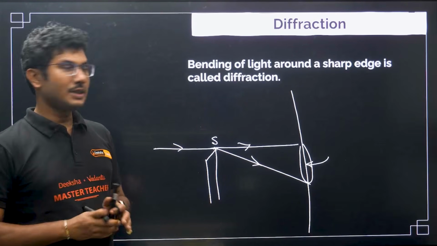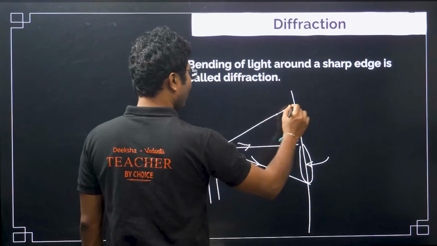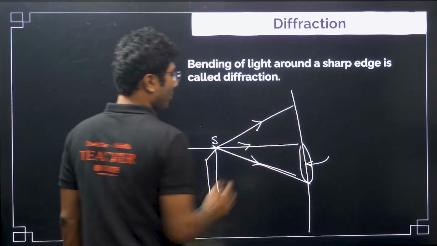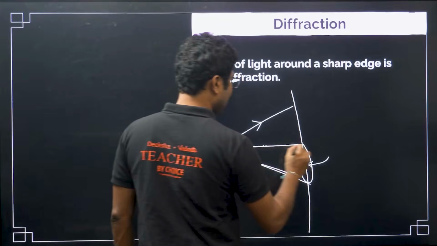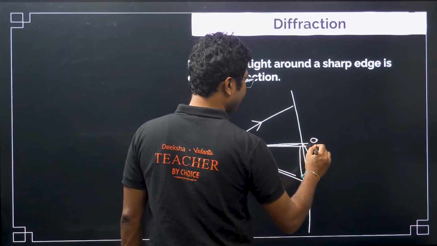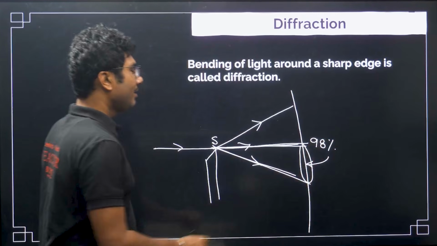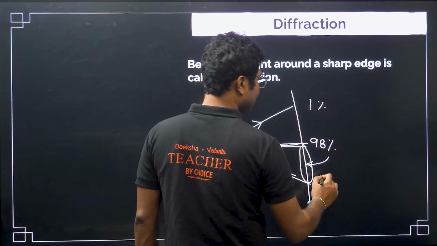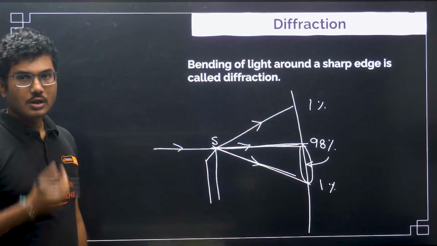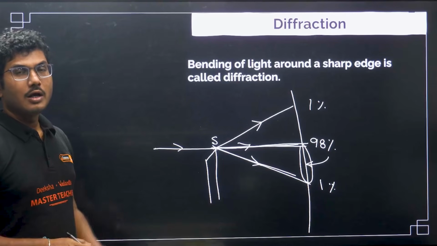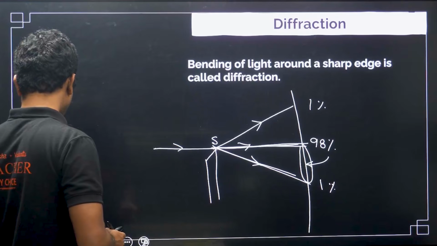From Huygens principle, this point is behaving as a secondary source of light and it is sending light in all possible directions. Obviously, the intensity will be different. The maximum intensity will be in this line, 99% will be in this line, 98% will be in this line, and some 1% of light in this direction, right. This phenomenon is called diffraction of light. So, bending of light at a sharp edge is called diffraction of light.